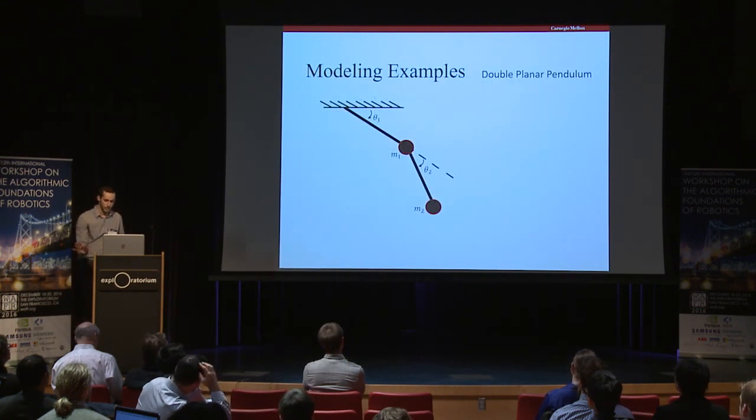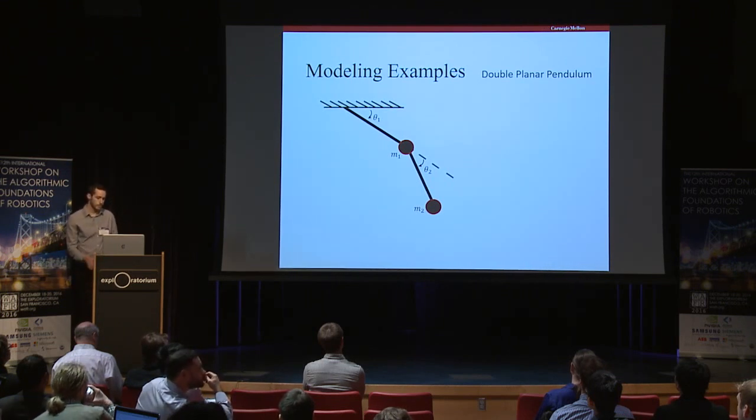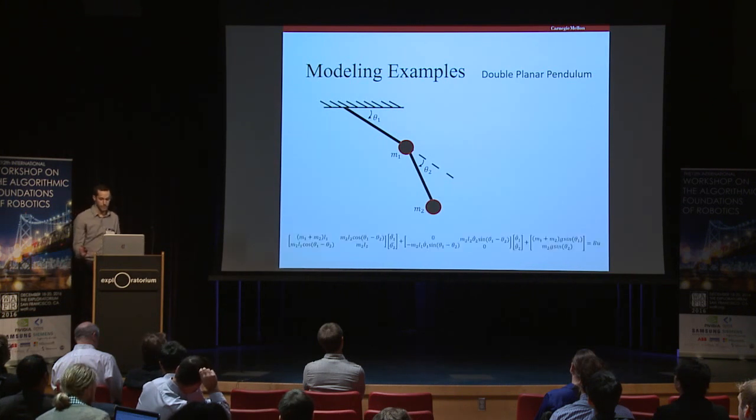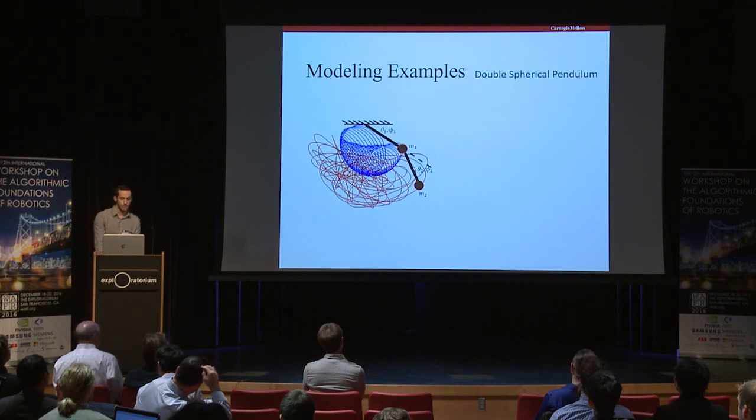Okay, I want to get into another case example. Here's a planar double pendulum, so we have theta 1 and theta 2 swinging like this. The model is pretty simple, pretty straightforward, but things start to get complicated if I make the joints spherical. You can see the blue and red example trajectories from when I simulated the system, so it can come out of the plane.